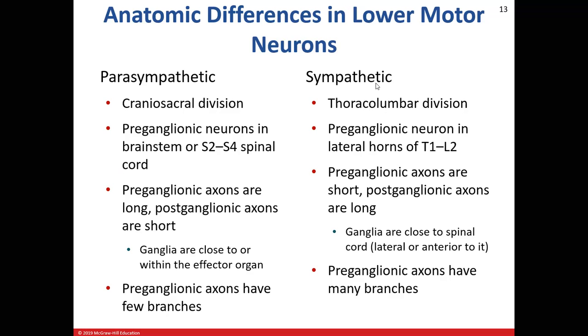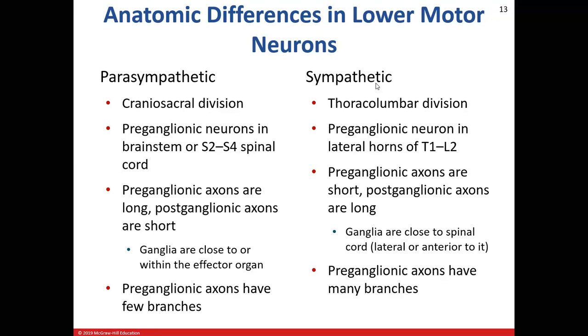When we look at the parasympathetic system, the preganglionic axons are going to be long, but the postganglionic axons are going to be short, which means the ganglia are going to be closer to or within the effector organ, allowing our bodies to have a shorter postganglionic axon. And then we'll notice that our preganglionic axons have very few branches.